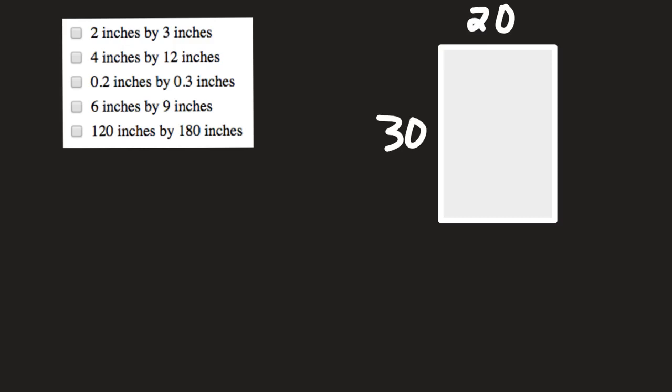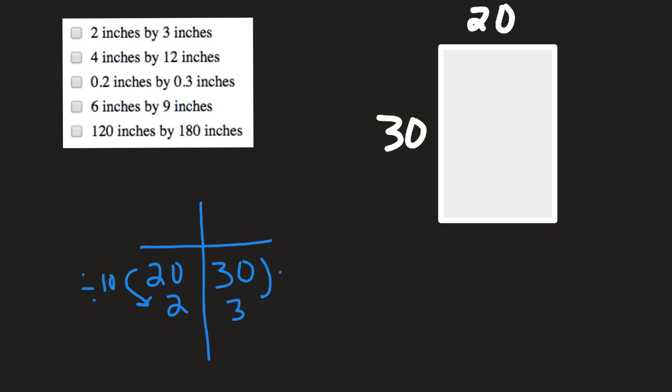So this is 20 by 30, so we actually want to figure out if I had a table here, and in my table I have 20 by 30, can these other ones work? Well, let's try 2 by 3. Well, that definitely works, because if you divide here by 10 on both sides, you will be able to get that one to work. So divide by 10 works.